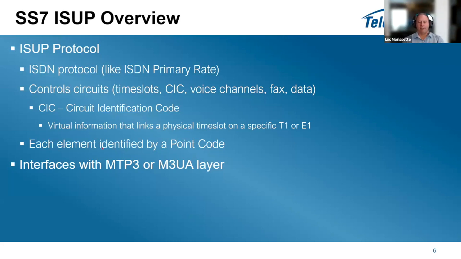Each element in a SS7 network is identified by a point code, so that's true also for the ISUP. This is how other endpoints know how to reach your ISUP termination. And if you look at the lower layer of the ISUP protocol, it's either MTP3 or M3UA that you interface with.